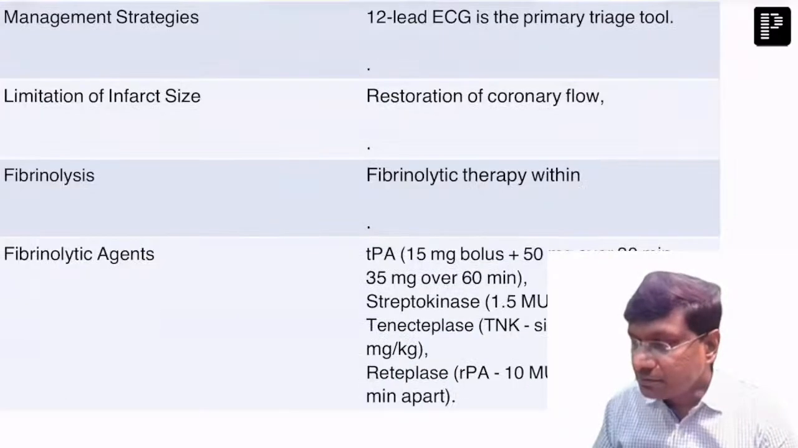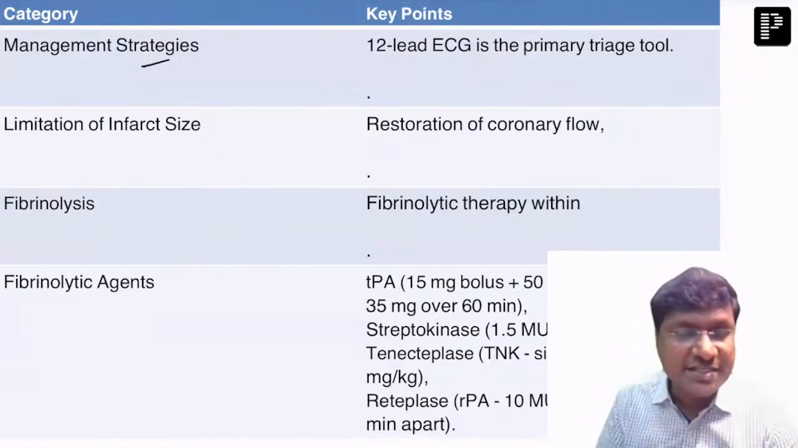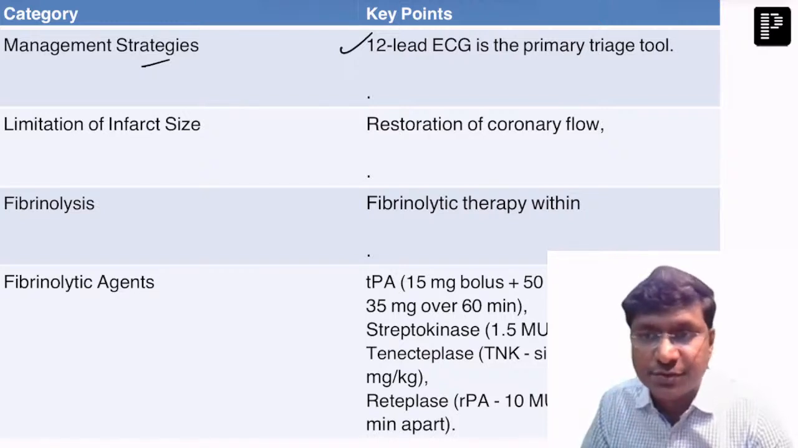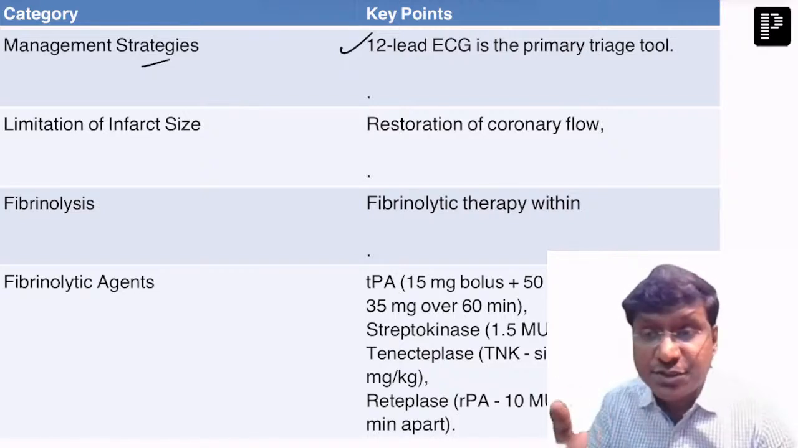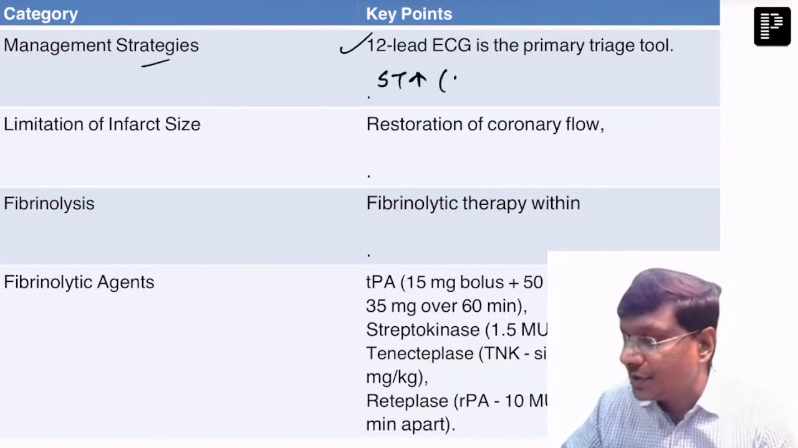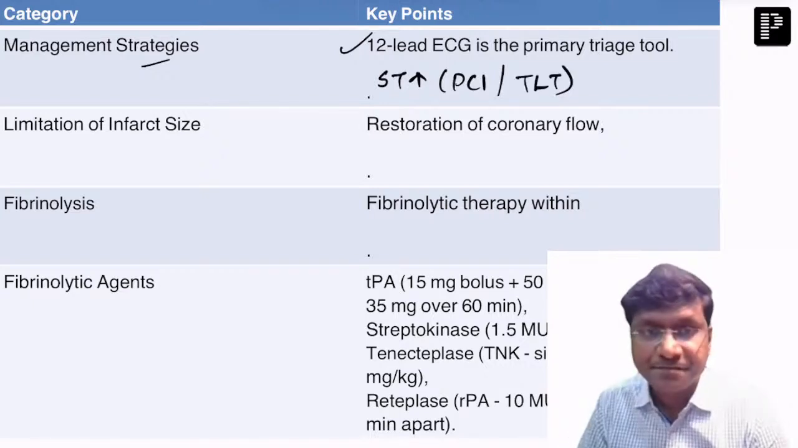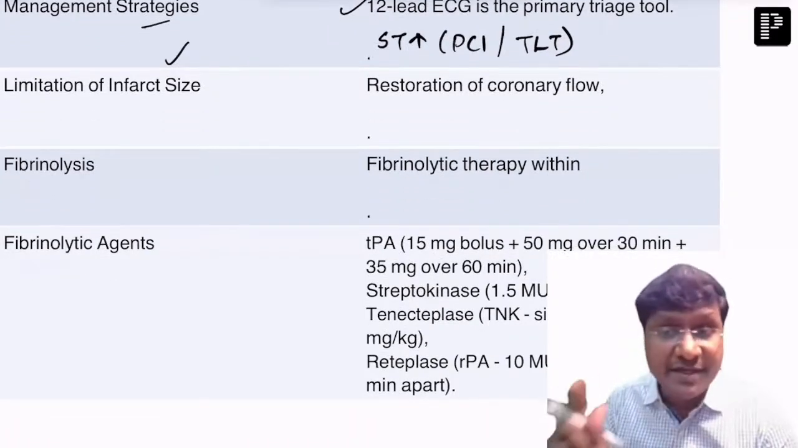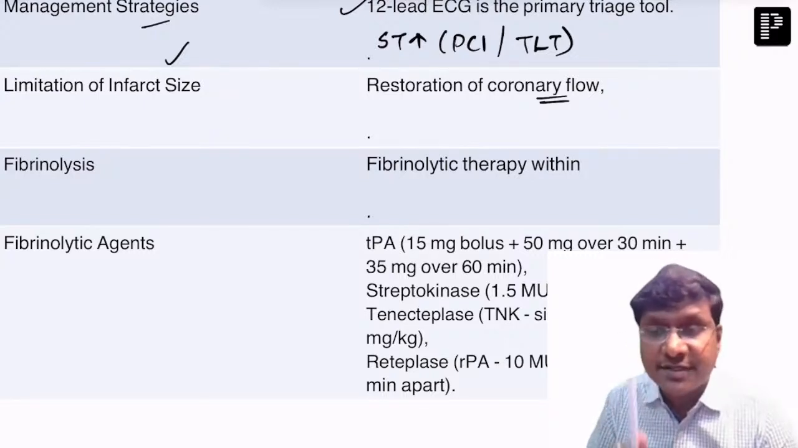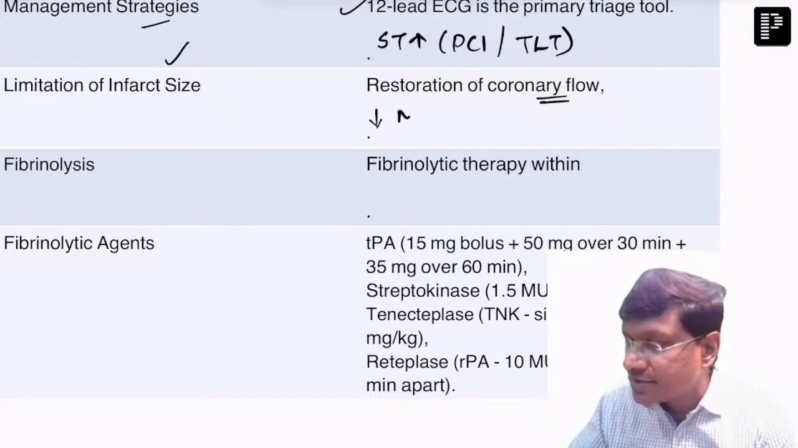Now, management strategies. Once the patient comes to the emergency department, first and foremost, the 12-lead ECG is the primary triage tool. Patients with ST segment elevation, as I have said, immediately need to be given reperfusion therapy, that is PCI or thrombolytic therapy. And how will you limit the infarction size? You will be able to limit the infarction size by restoration of the coronary flow, and at the same time, reduction of the myocardial oxygen demand.